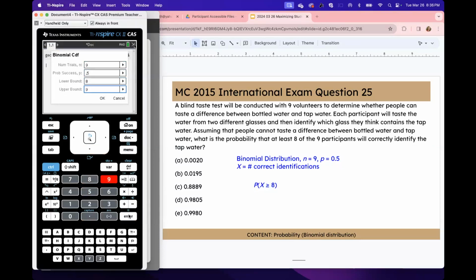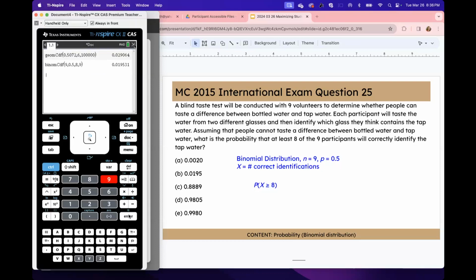It's not a really big number. Okay, I know my students would be used to always putting a really big number when you're being greater than something. Well, no, 9 is the most successes that you can have in this situation because we only have 9 volunteers tasting the water. And so when we run the calculation, we get answer B, which is 0.0195.